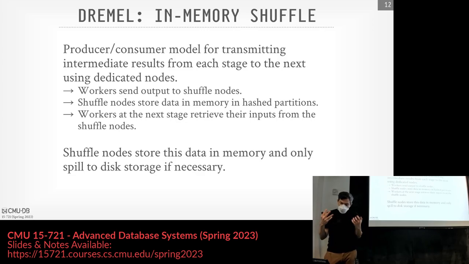So again, everything's going to be in memory, but we can spill to disk storage if it gets too big. I don't think the paper says what percentage of the queries get spilled to disk, but I imagine it's low, right? Again, the shuffle paradigm goes back to the 1980s. At least I know there were early distributed databases that were doing this, but it's mostly used for joins.